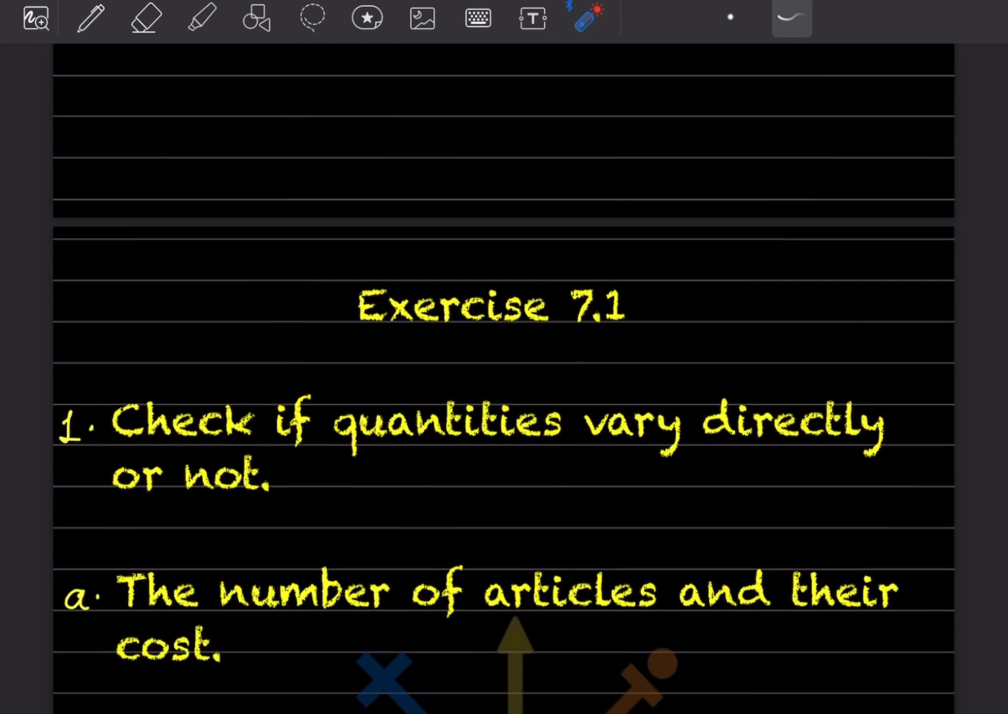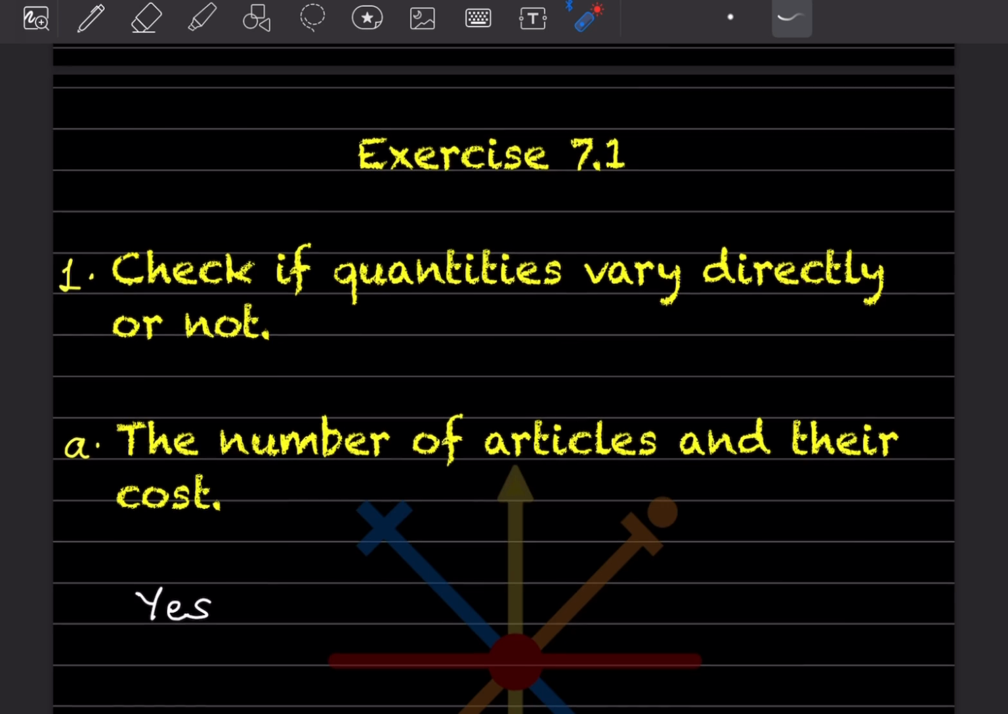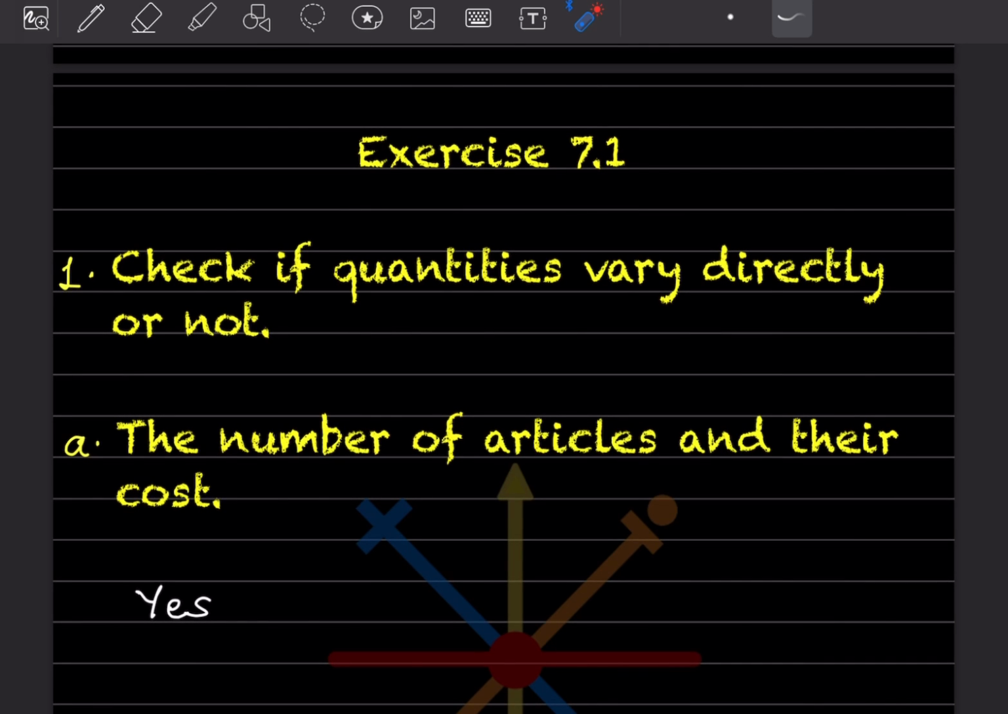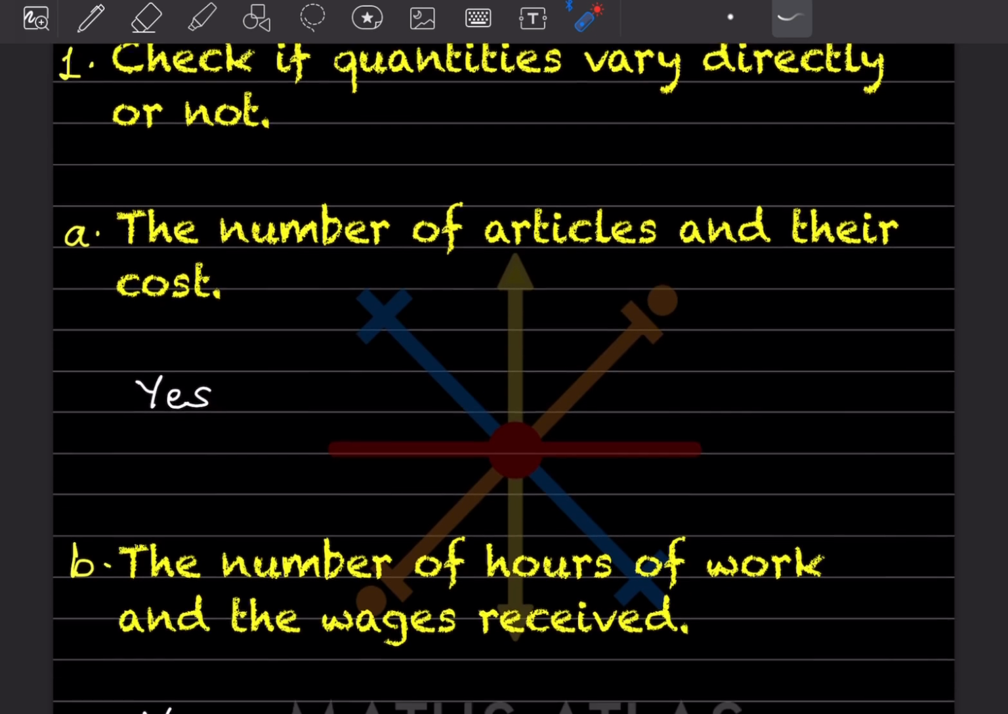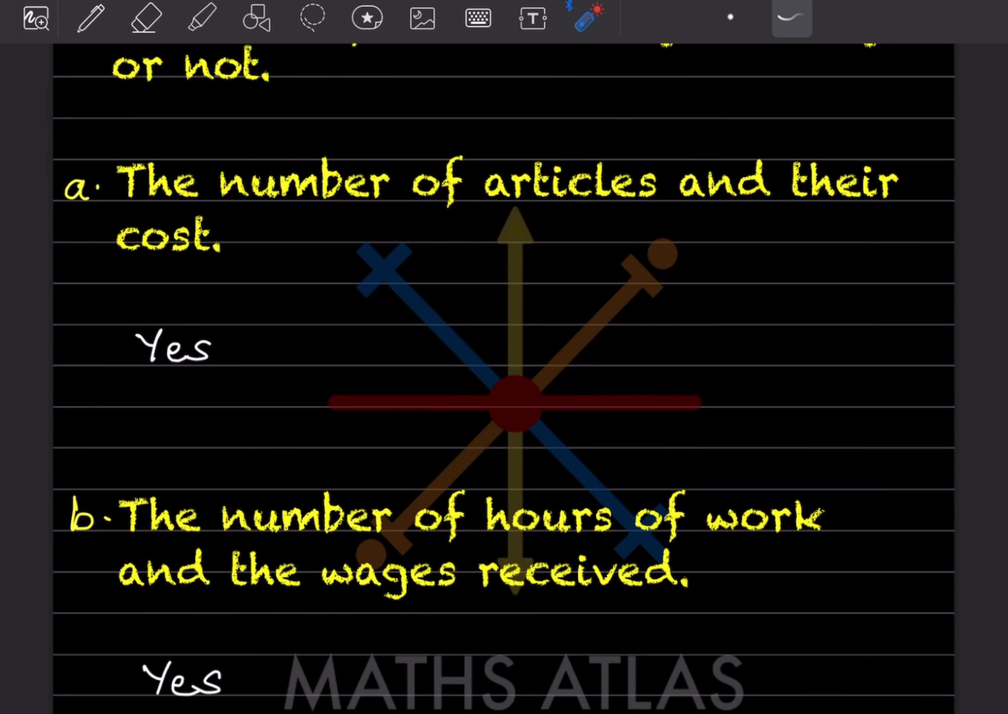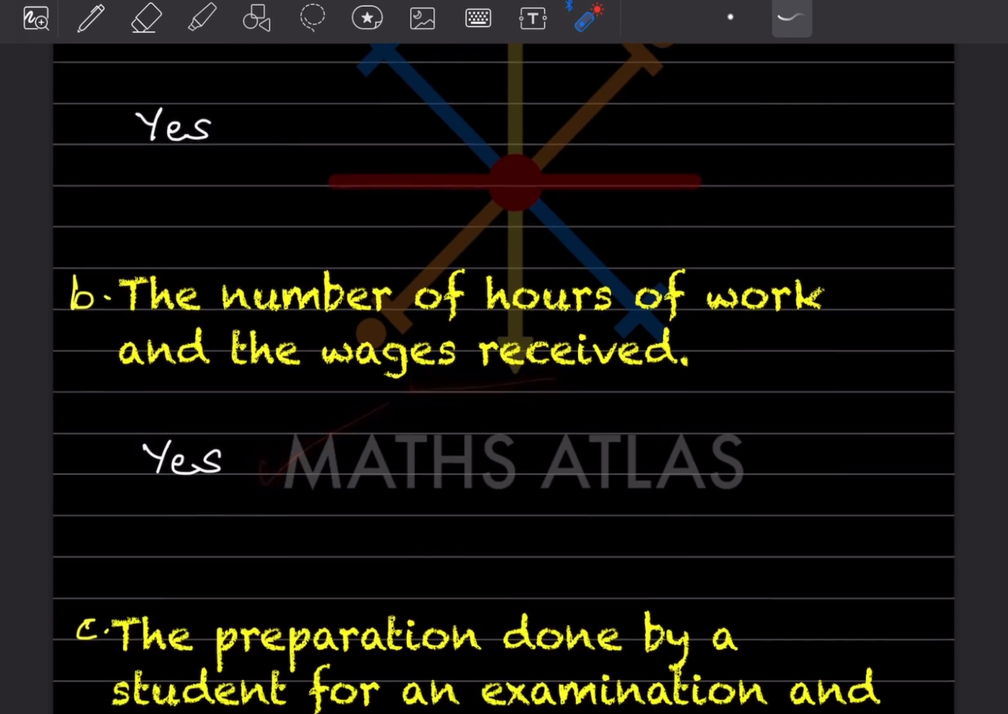Now let us see the exercise. Check if quantities vary directly or not. The number of articles and their cost. It is direct variation because as the number of articles increases, the cost also increases. So this will be yes. The number of hours of work and the wages received. Of course, if you work more, the wages will be more. So this is also a direct one.